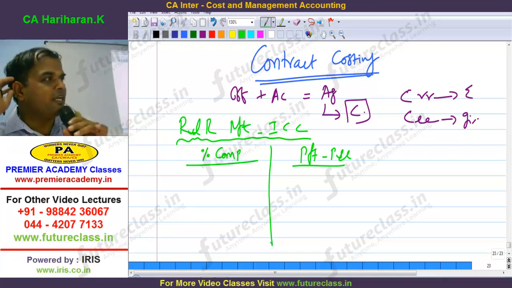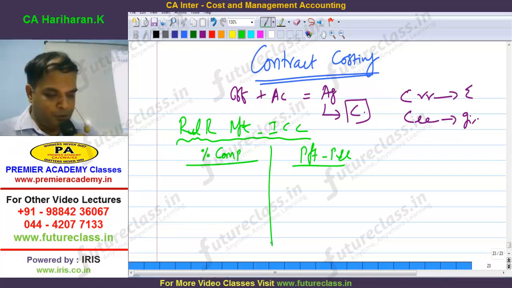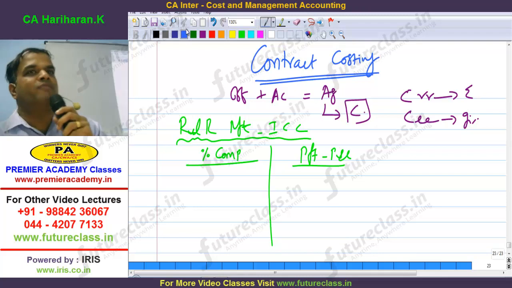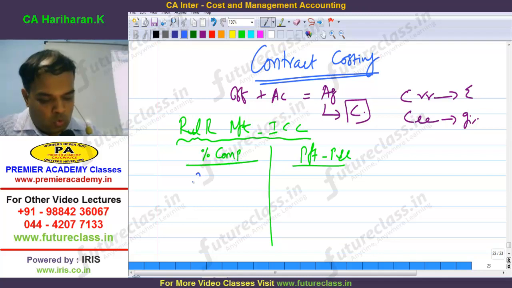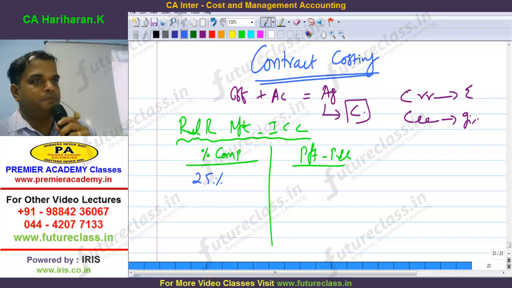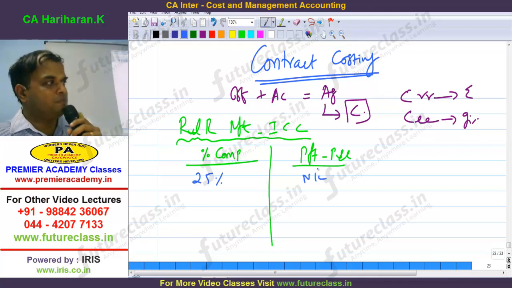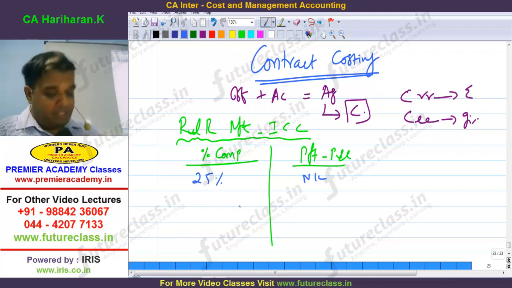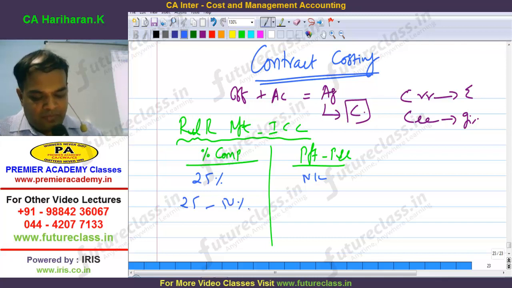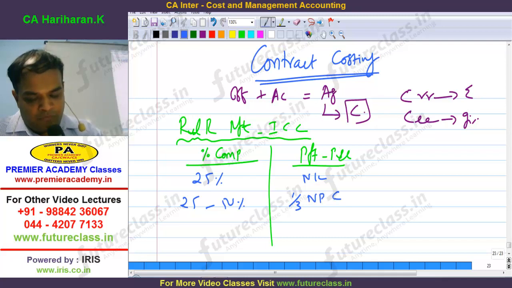Depending upon the percentage of completion, we have to recognize the revenue. If the percentage of completion of the contract is up to 25%, how much profit do you have to recognize? None. You should not recognize any profit. If the percentage of completion of the contract is between 25 and 50%, then we have to recognize 1/3 of the notional profit into cash received by work certified.